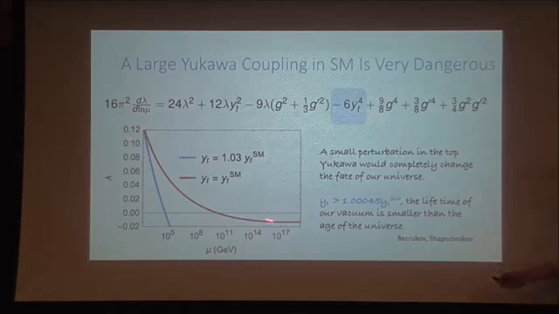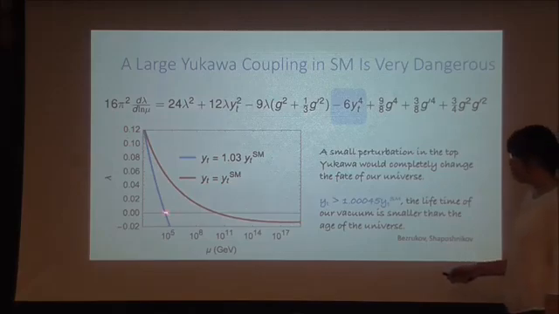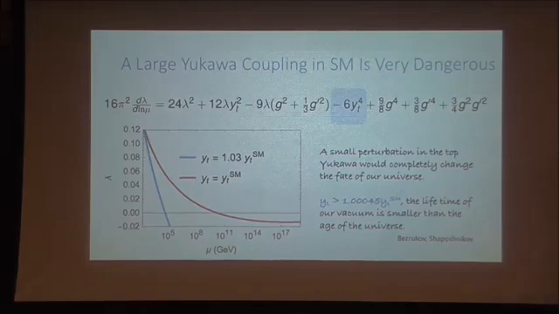The red curve here is the standard model case, and in the blue curve, I put a 3% perturbation in the top Yukawa. So this is just a naive example, and you can see the Higgs self-coupling becomes negative at around 100 TeV. So we have an unstable vacuum. And a more detailed calculation shows that with a 0.45% deviation in the top Yukawa, the lifetime of our vacuum is smaller than the age of the universe. So that is something we don't like.